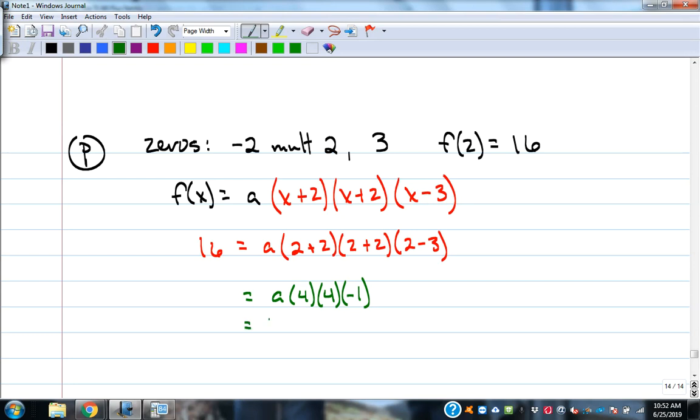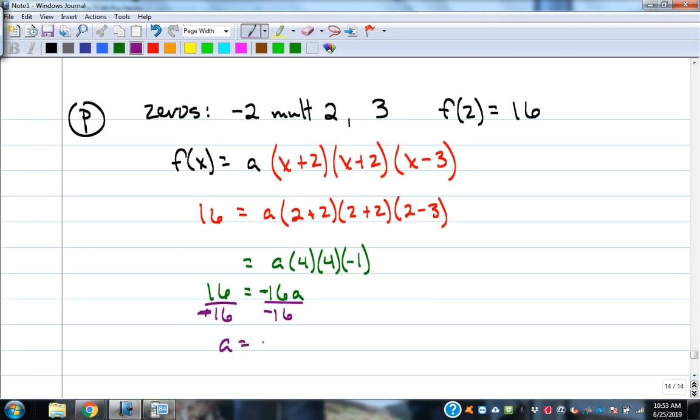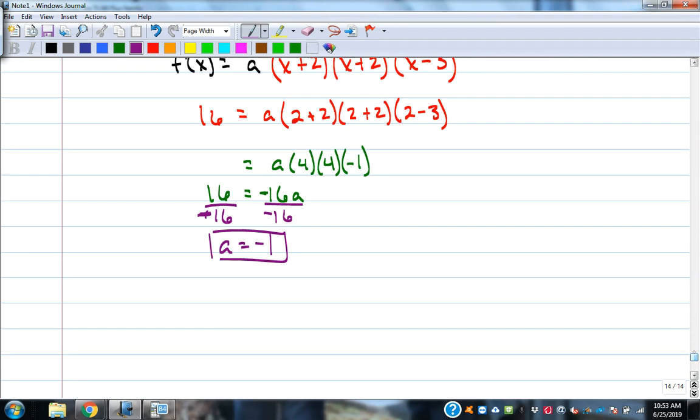That's going to be 16 negative with the A, and then an easy solve there. That'd be -1. A is -1. That's going to make it easy at the end, very easy at the end. So that takes us back to the polynomial. We got a -1 in the front now, and then x plus 2, x plus 2, x minus 3.